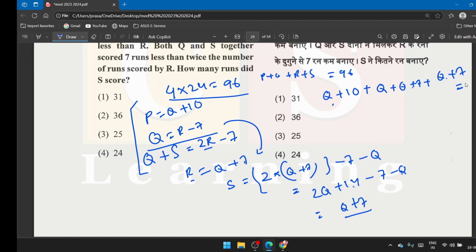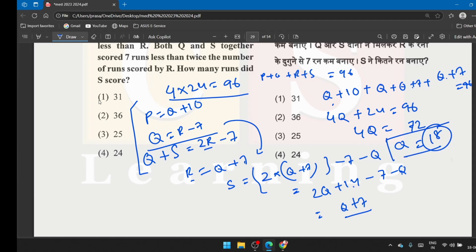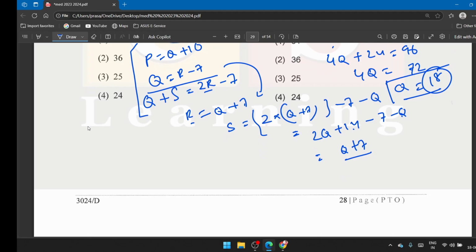Now this is equal to 96. Adding 1, 2, 3, 4, we get 4Q plus 10, 7 and 7, that is 24, equal to 96. So 4Q equal to 72, Q equal to 18. Now, how many runs did S score? S is equal to Q plus 7, so S is equal to 18 plus 7 equal to 25.